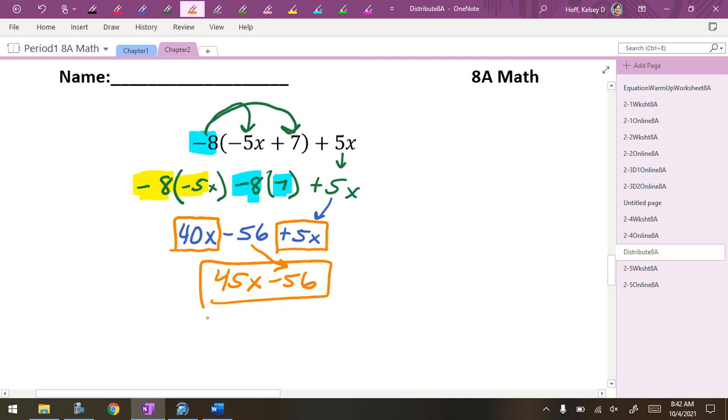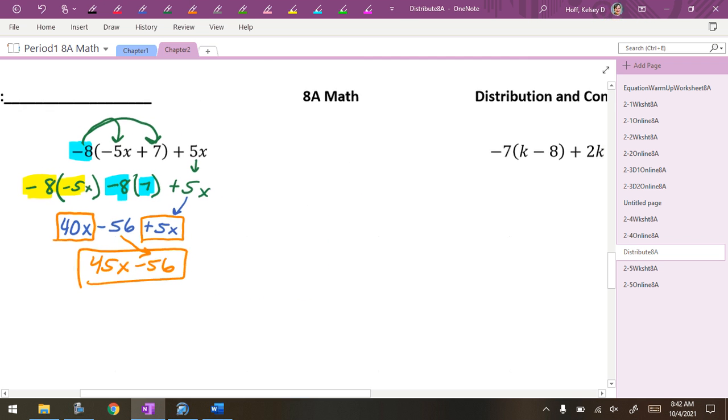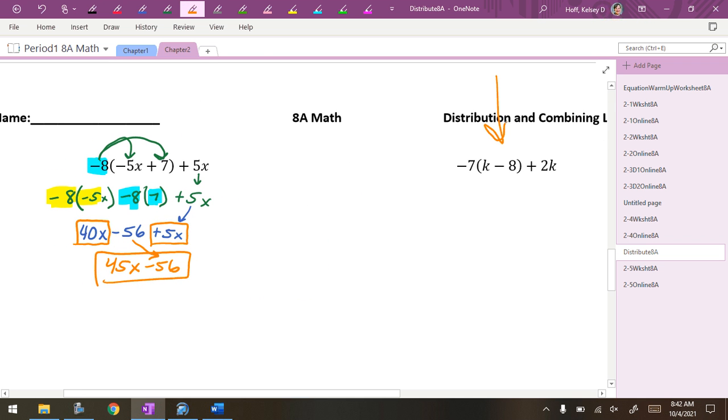Everybody on your own, and I'm going to call on people. Do this next one to your right. Exactly what we just did. Follow the same steps.